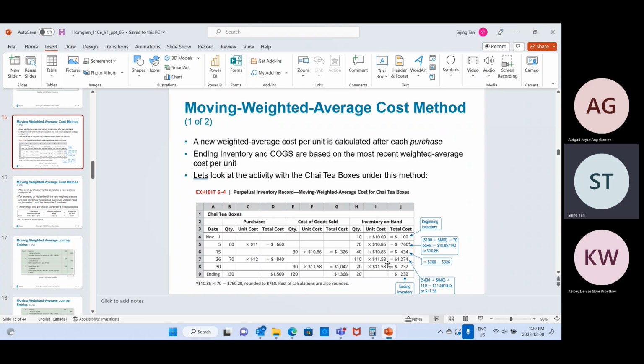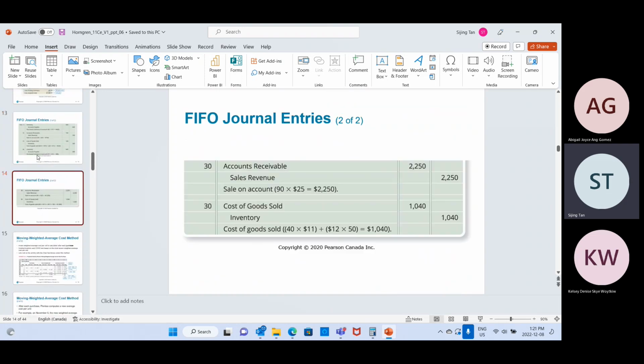That becomes $11.58. So we're going to sell 90 boxes on November the 30th. We use this $11.58 as our cost per unit. So that equals a total cost of $1,042. Then we add those two in, and the cost of goods sold total will be 1,368. Do you see that? It's a little bit more than the FIFO method, right? And the ending inventory will be 20 boxes times $11.58, which is 232 in our ending inventory. So that is the weighted average method.